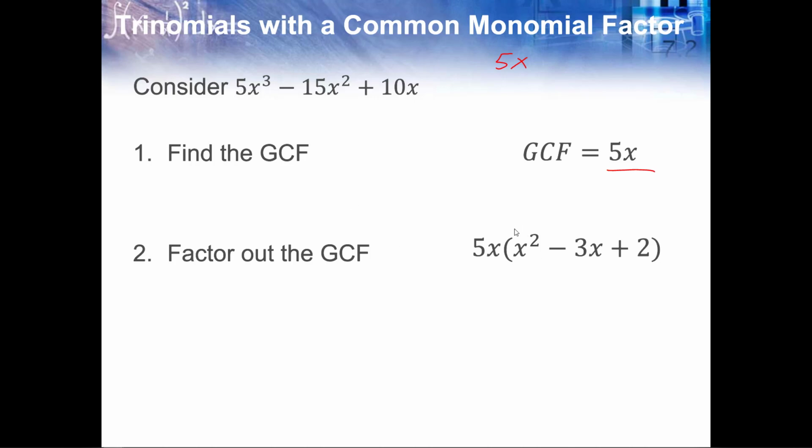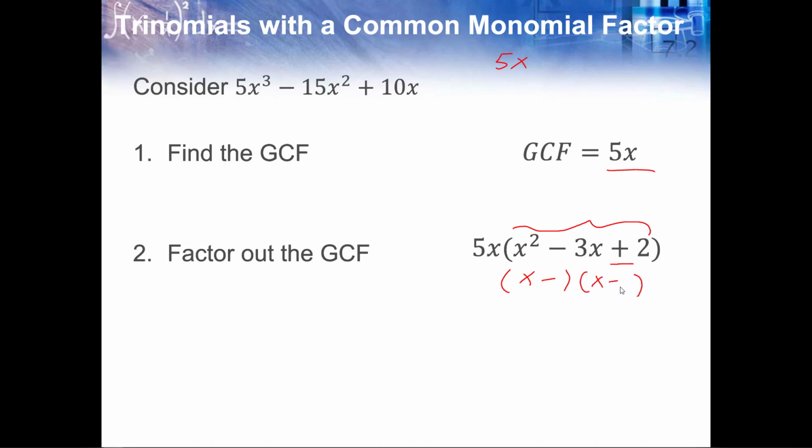Now I have a trinomial, basically a quadratic expression with a leading coefficient of 1. So I can use the tools that I used before to factor this. Notice I have a plus 2 and a minus 3. That means this is going to be equal to x minus something times x minus something else.